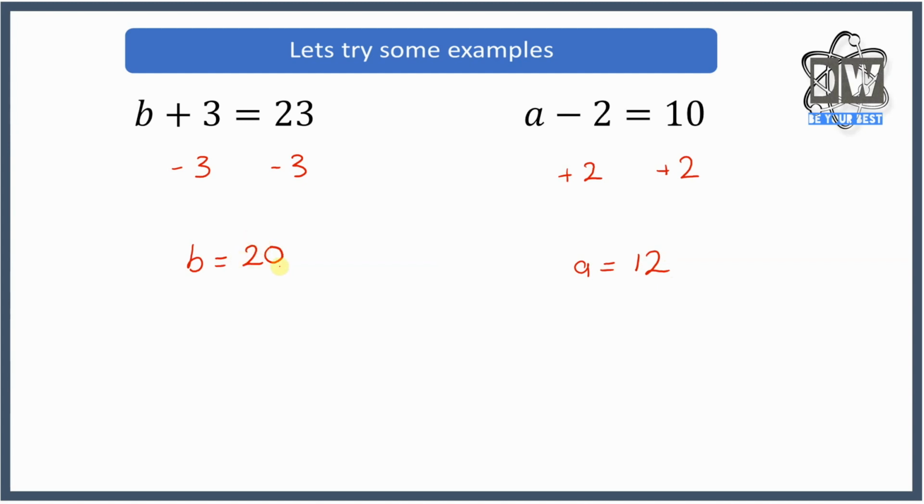And we can put this back in. So what is 20 plus 3? It equals 23, so we know we're correct. And what's 12 minus 2? That equals 10, so we also know we're correct there.